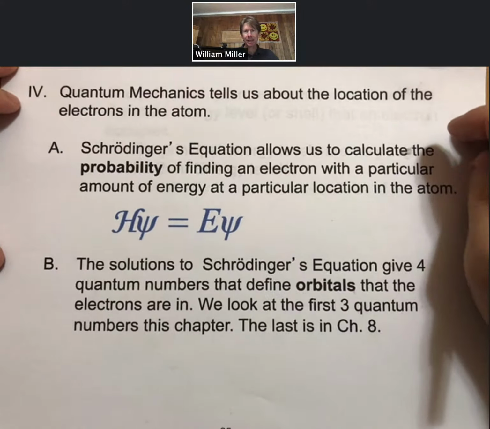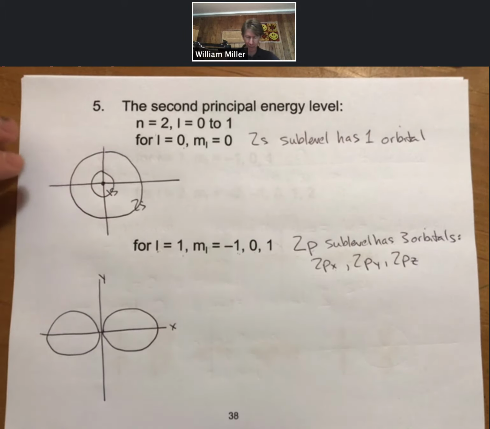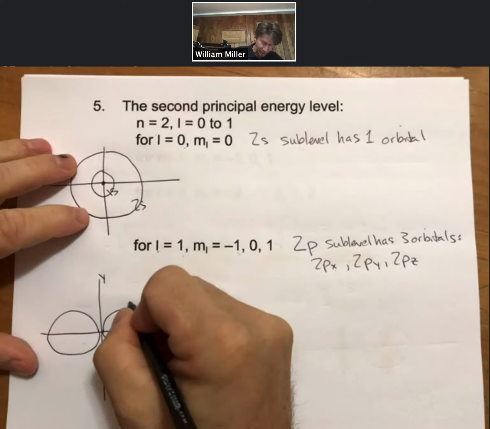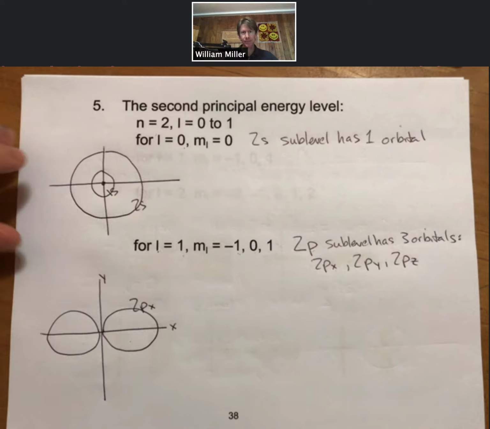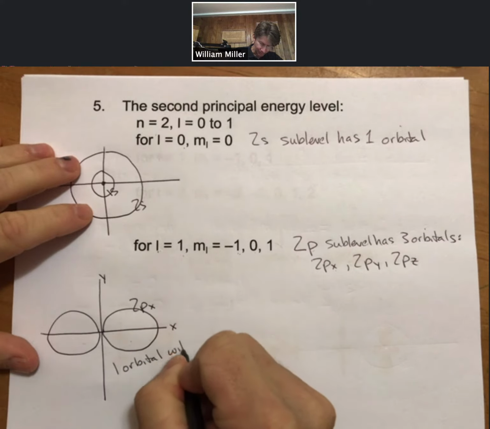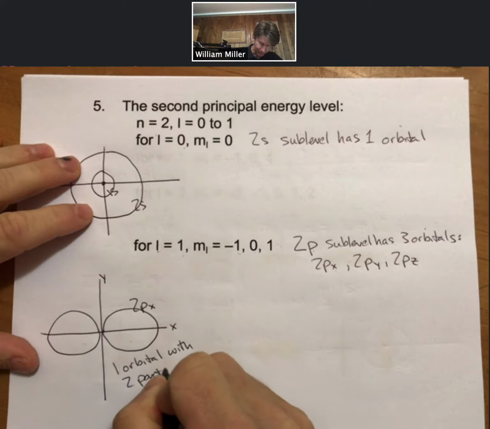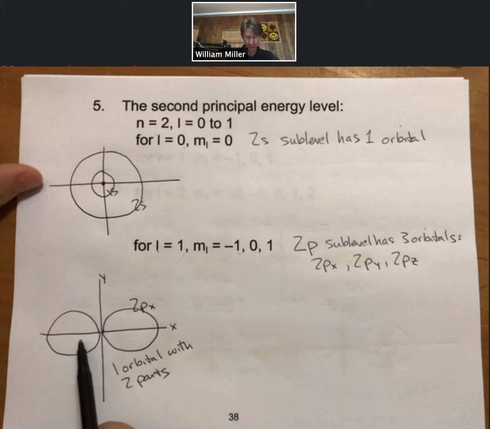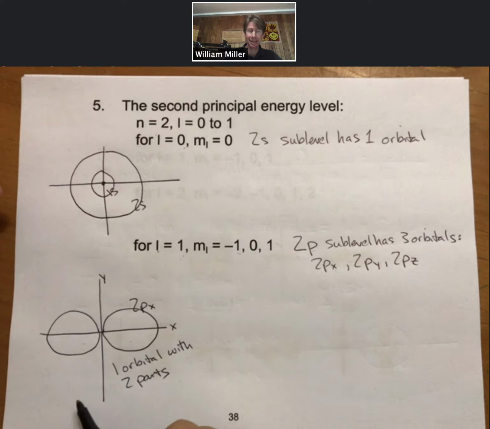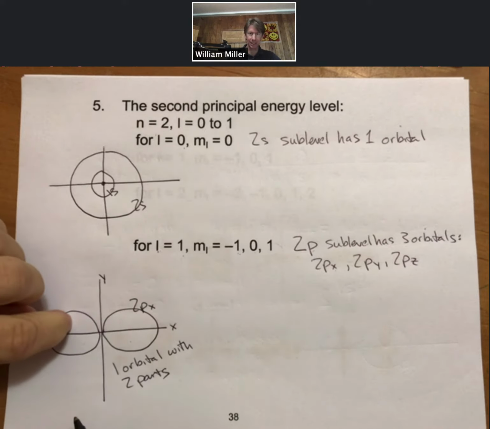So I'm going to define my axes as x and y, and 2px is going to be dumbbell shapes or balloon shapes, 2 of them along the x-axis. And this is going to be 2px. It is 1 orbital with 2 parts. Okay, and so that means that since that's 1 orbital, that is the shape in which you can find what we will call the 2px electrons 90% of the time.